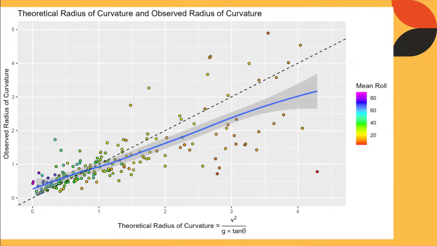Where was I? Tight radii of curvature. So as we get into these very wide radii of curvature, it could partially be just noise. Making a small bit of noise results in a large change in the observed radius of curvature.